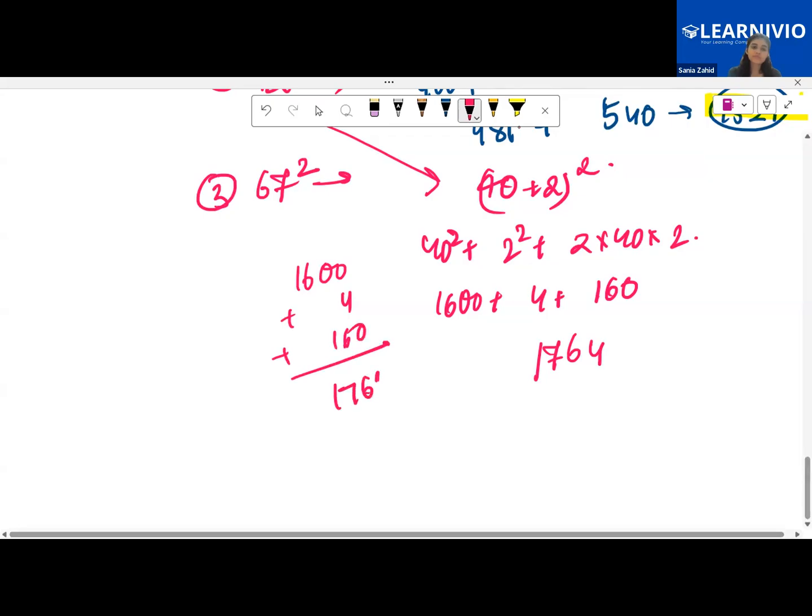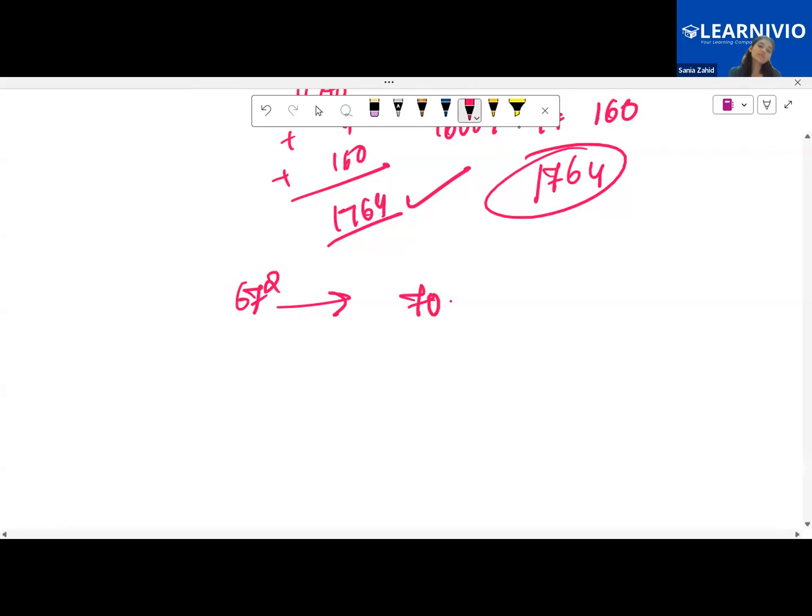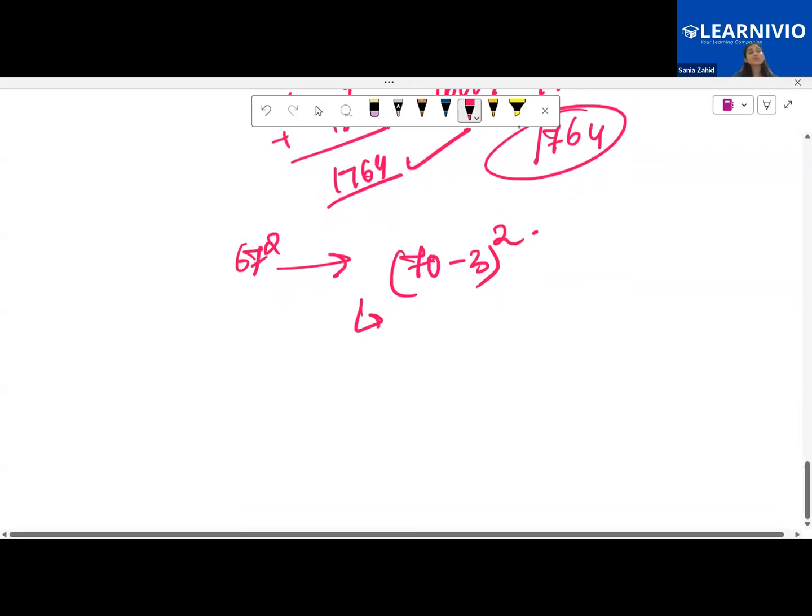I got the same answer. Yeah, that's correct. Then next I have 67 square. This one I'll do by subtraction. So 67 square can be written as 70 minus 3 whole square, right? So how will you solve 70 minus 3 whole square? You will do 70 square plus 3 square minus 2 into 70 into 3.